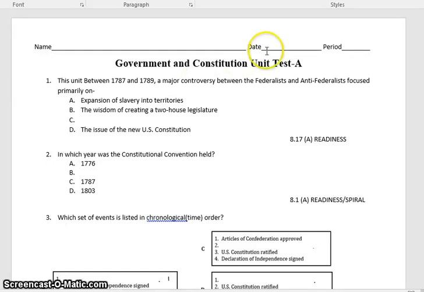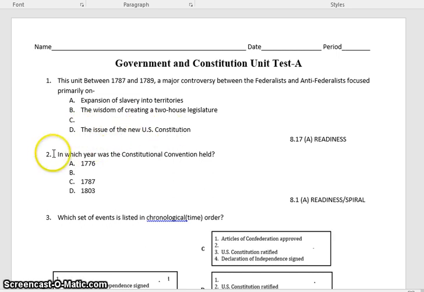Government and Constitution Unit Test. Number 1. Between 1787 and 1789, a major controversy between the Federalists and Anti-Federalists focused primarily on A. Expansion of slavery into the territories. B. The wisdom of creating a two-house legislature. Or D. The issues of the new U.S. Constitution.